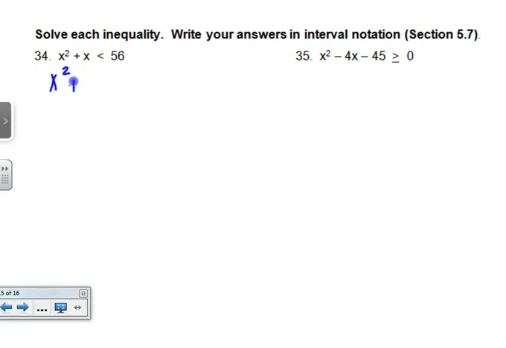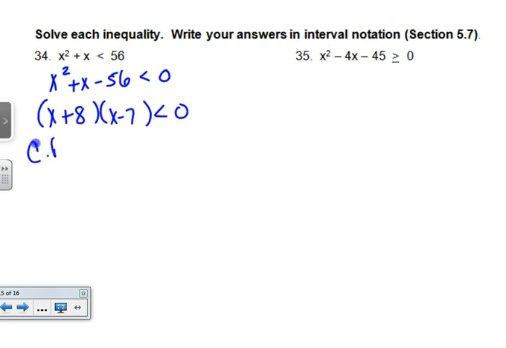First issue, I notice this is not in standard form. I would have to subtract the 56 and say less than 0 to be able to factor this. So we're going to factor now to find our critical points. And we would get an x plus 8 and an x minus 7. So my two critical points are x equals negative 8 and x equals 7. That would be the points at which my function crosses the x-axis.